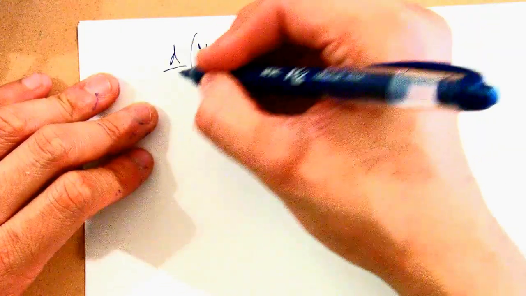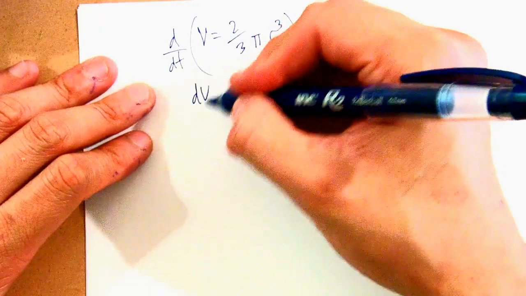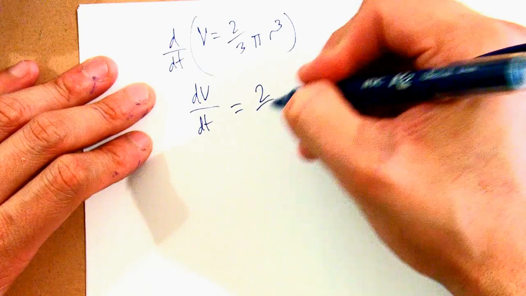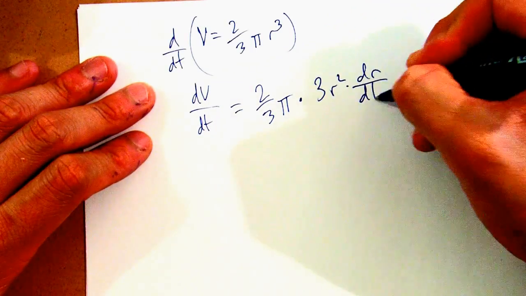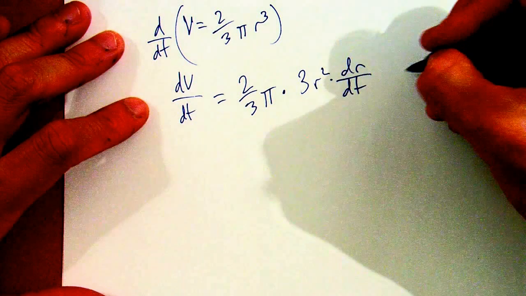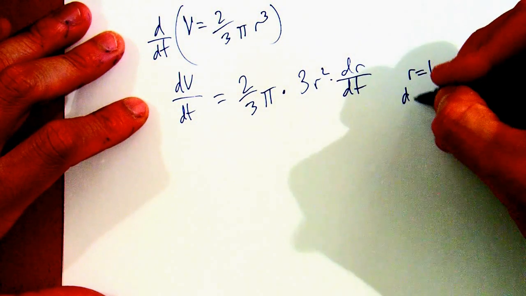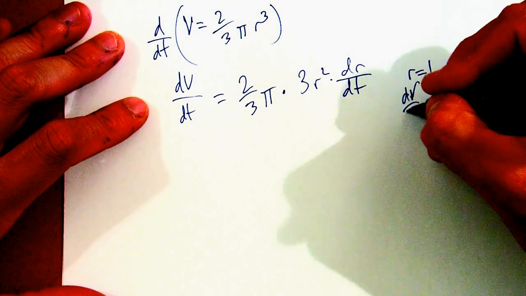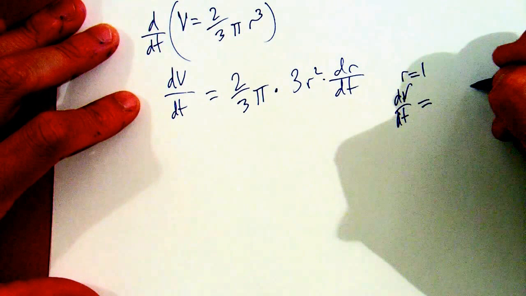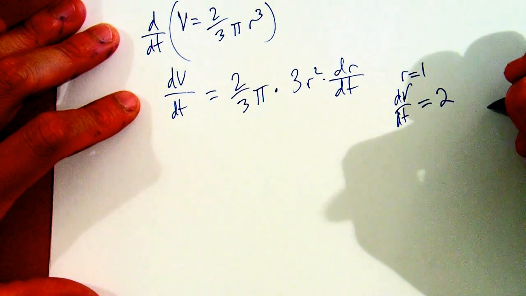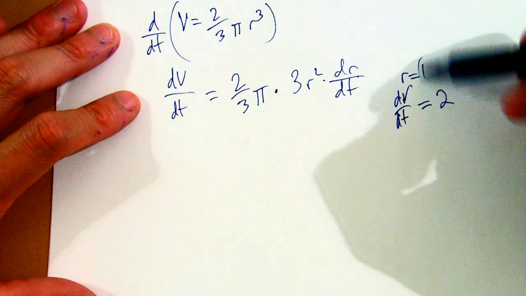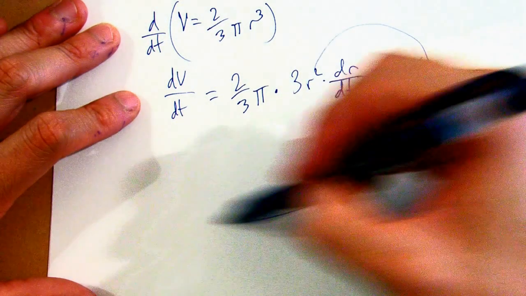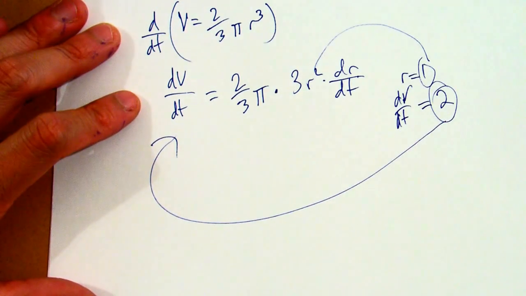So I'm going to take the derivative with respect to time. This gives me dV/dt equals 2/3 pi times 3r squared times dr/dt. And now we have everything we need. r is 1, dV/dt was 2. Now we just plug them in and solve for dr/dt. That's pretty elementary at this stage, so you can figure that out by yourself.